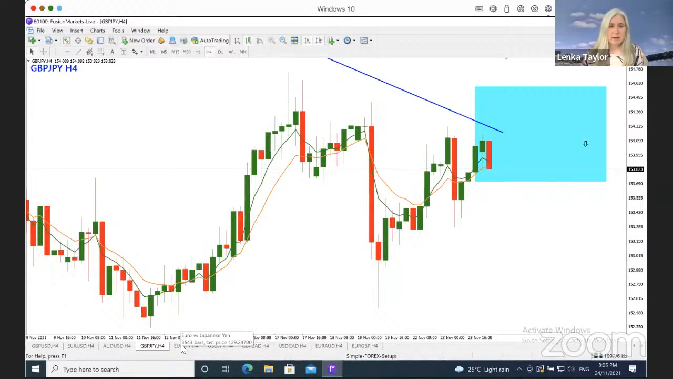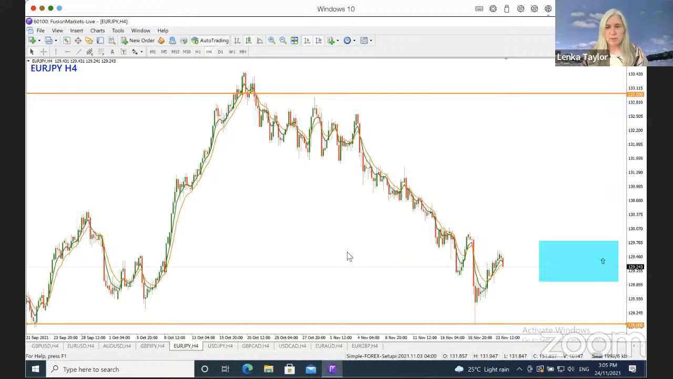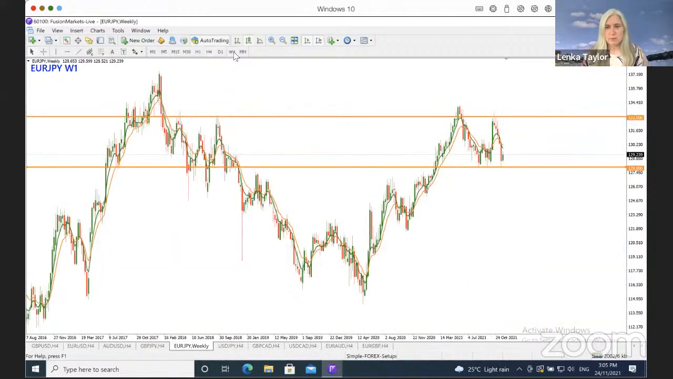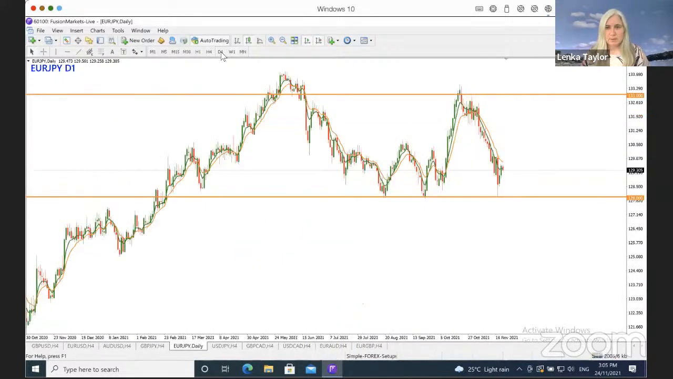Next currency pair I'm looking at is EUR JPY. And EUR JPY, I'm looking for potential turnaround at this horizontal level. So I'm looking for a long. Let's see what happens with that. We had that bit of a pushback from there.